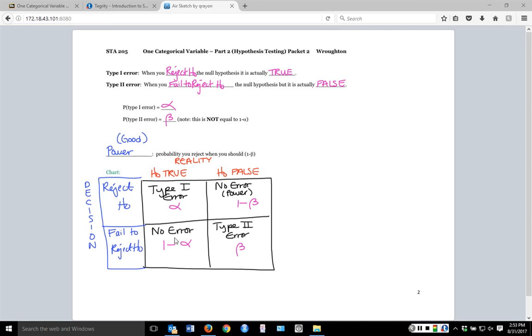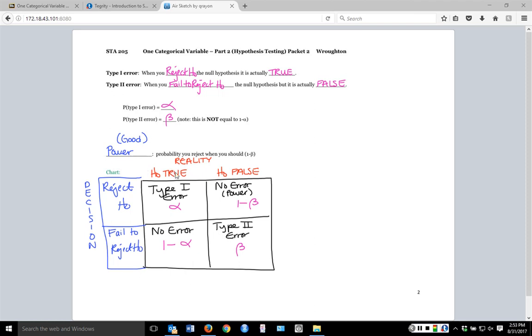If you'll notice, each of the columns adds up to 1 or 100%. And the reason behind that is either this is really true or it really is false. So if the null hypothesis is true, this is my chance of being here, this is my chance of being here. If the null hypothesis is false, this is my chance of being here, this is my chance of being here. The problem is, of course, I don't know which of those two things is true.